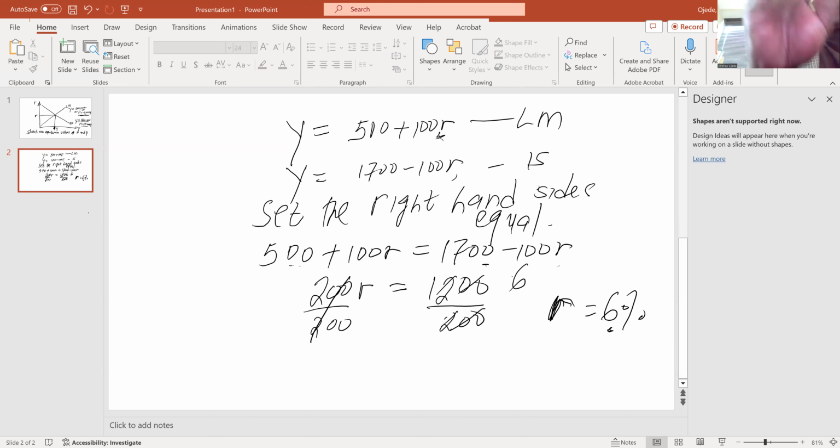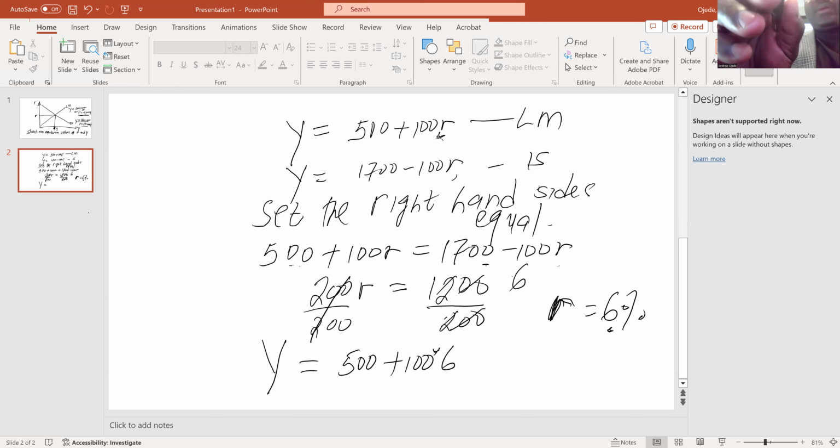If we pick the LM curve, that's going to be Y equals 500 plus 100 times 6. 100 times 6 is 600. 600 plus 500, so this is going to be 1100. Okay, so now we have solved for those two equilibrium values.